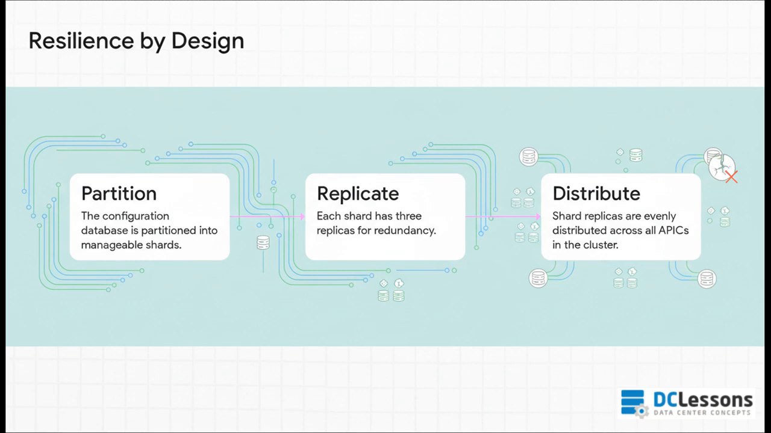The real genius behind the system's resilience comes down to these three simple steps: partition it, replicate it, and distribute it. Every single piece of your configuration data gets copied 3 times. And this is the crucial part. Those copies are spread out across the different controllers in the cluster. What does that mean for you? It means even if you lose an entire controller, your data is safe. Your network stays up. No single piece of hardware failing can cause data loss.